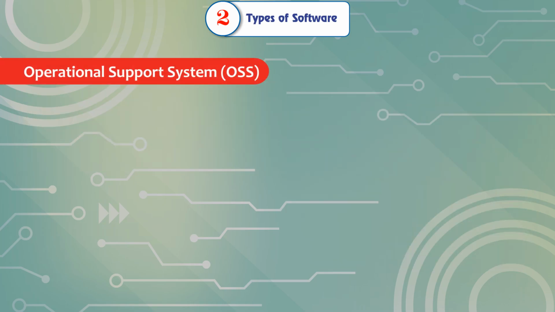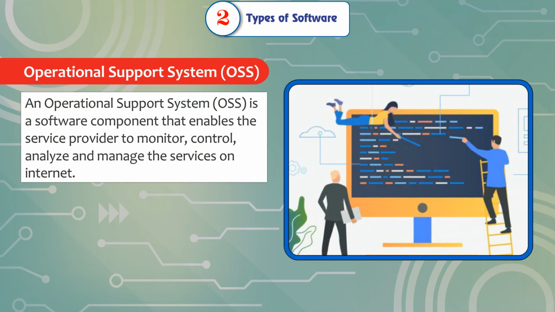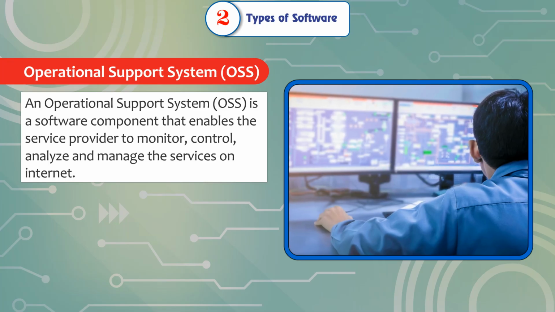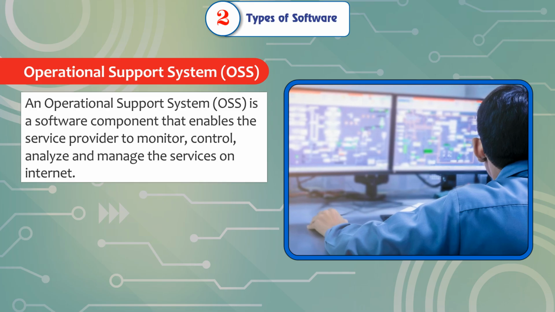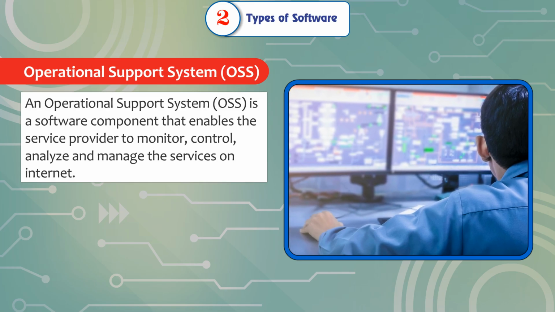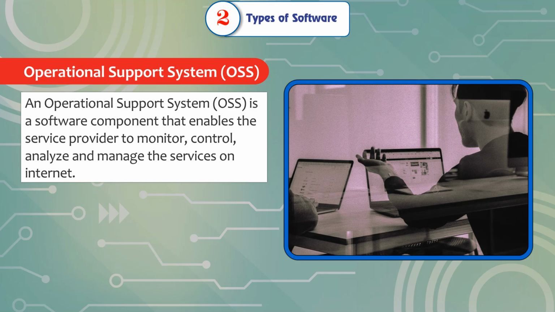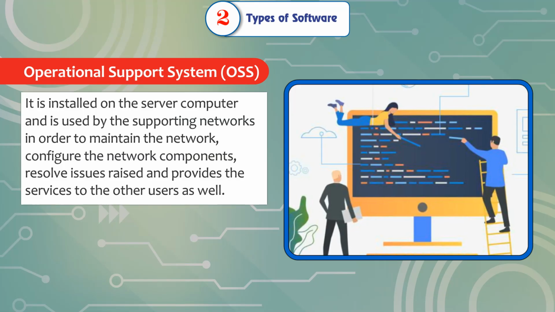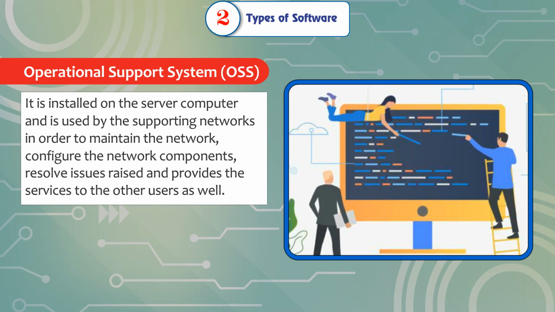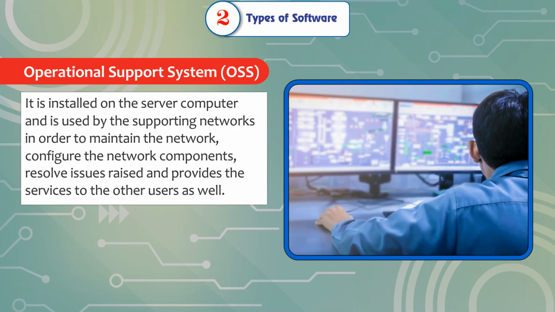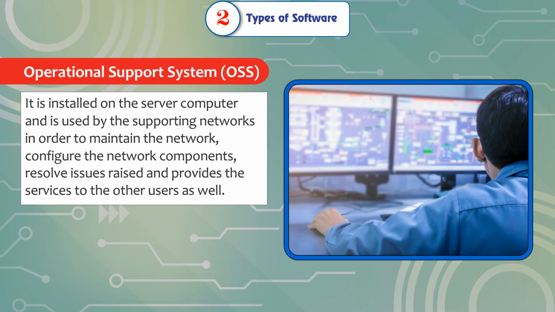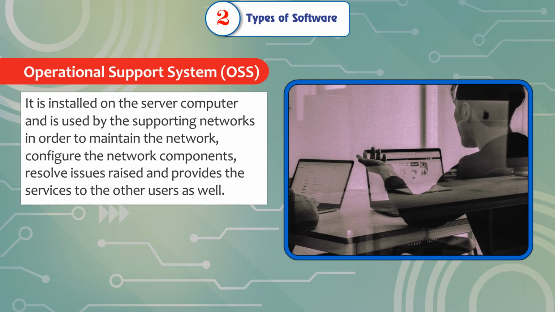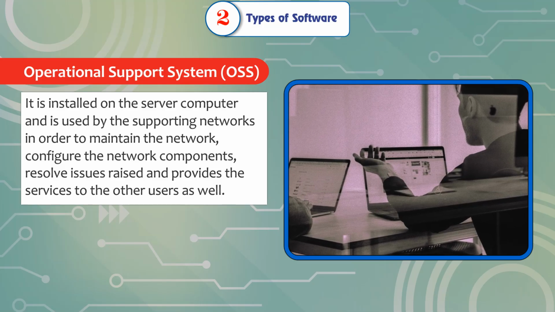Operational Support System (OSS). An Operational Support System (OSS) is a software component that enables the service provider to monitor, control, analyze and manage the services on the Internet. It is installed on the server computer and is used by the supporting networks in order to maintain the network, configure the network components, resolve issues raised and provide services to other users as well.